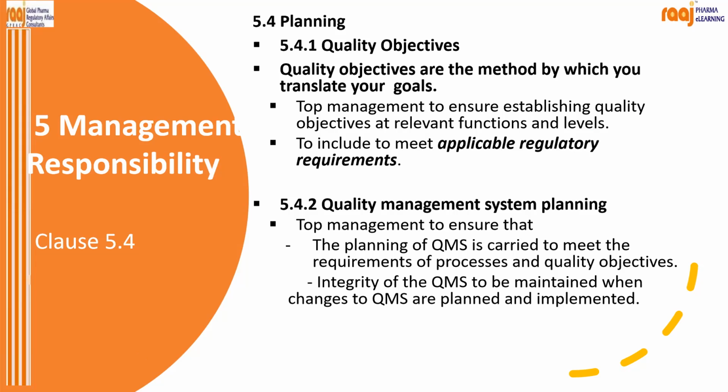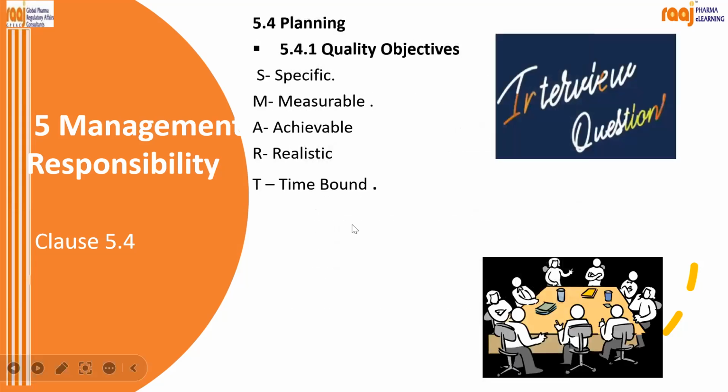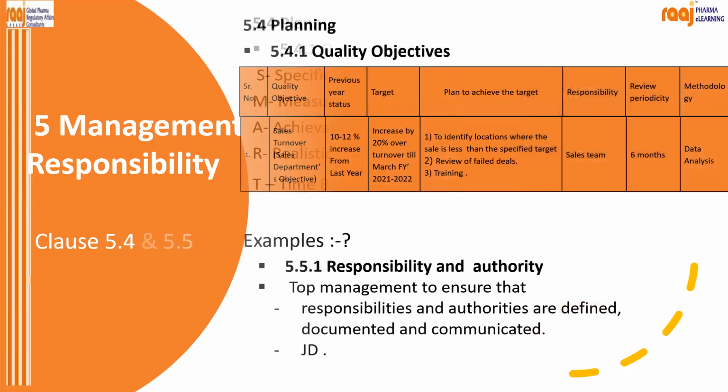Then quality management system planning is also mentioned under 5.4.2. The planning of the QMS is carried out to meet the requirements of processes and quality objectives. The integrity of the QMS is to be maintained when changes to the QMS are planned and implemented. So quality objectives should be very SMART. SMART means what? Specific, measurable, achievable, realistic, and time bound.